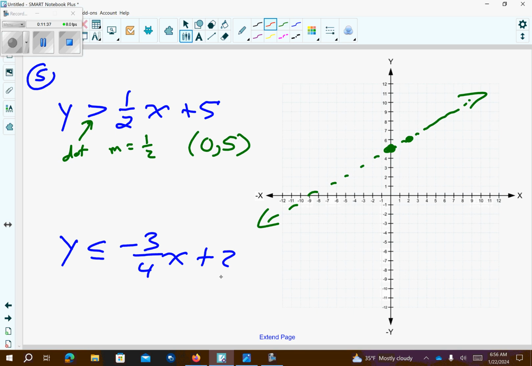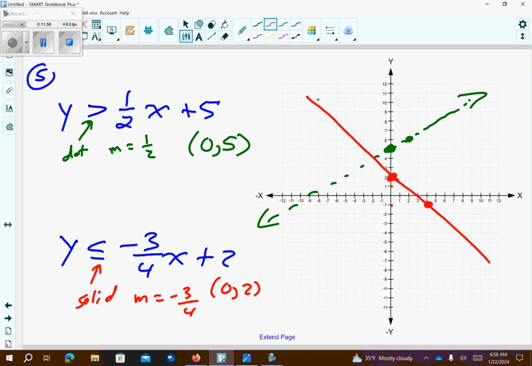Now my other equation, I have a y-intercept at 0, 2, which is right here. And I have a slope of negative 3/4. So from here, I'm going to go down 3, right 4. This is going to be a solid line because I have that equal sign. Looks like that.